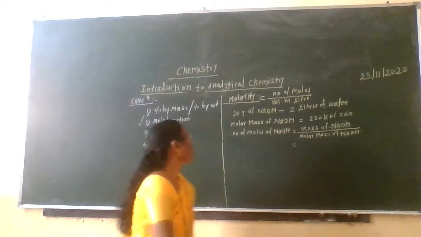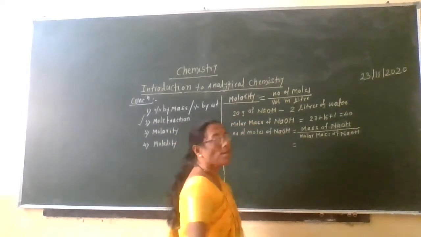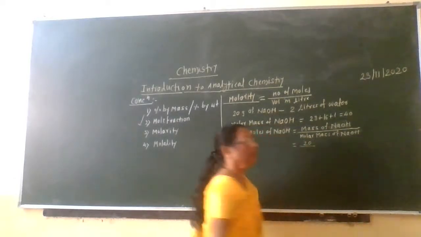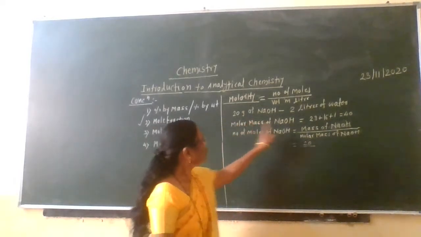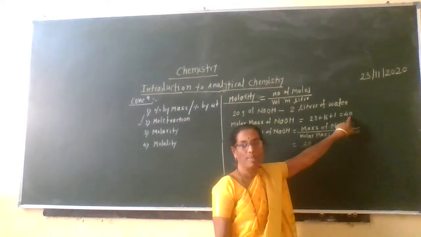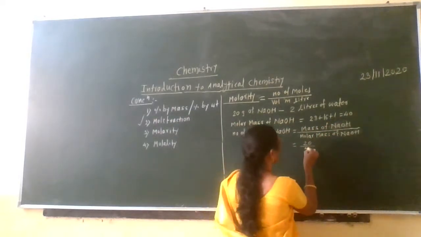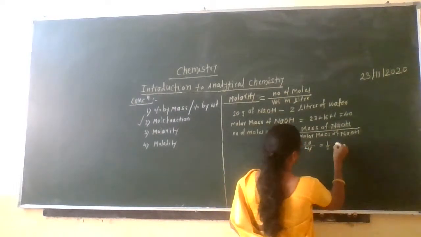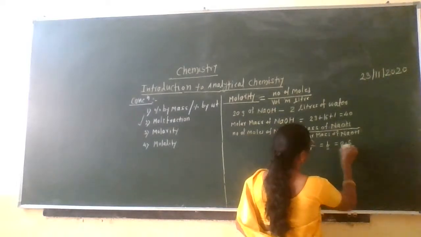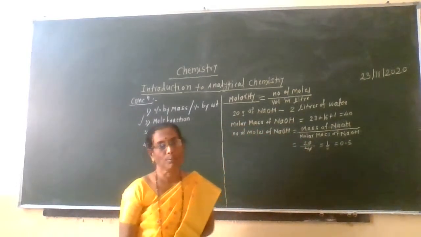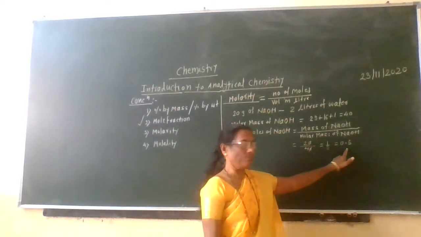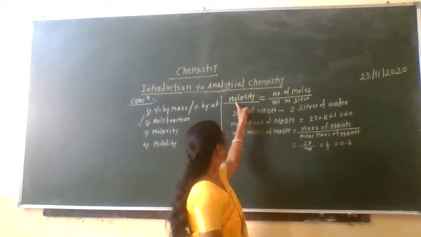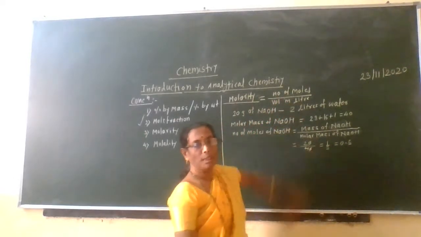Now see here, 20 gram is the mass of the NaOH. We can write here 20. And molar mass of the NaOH, we have calculated from its formula, that is 40. Cancel this 0. What we get here? 1 half, which is 0.5, the number of moles of NaOH. And then we can calculate the molarity according to the formula.